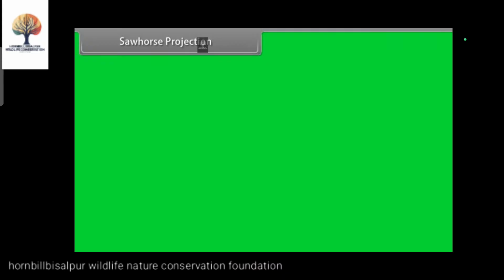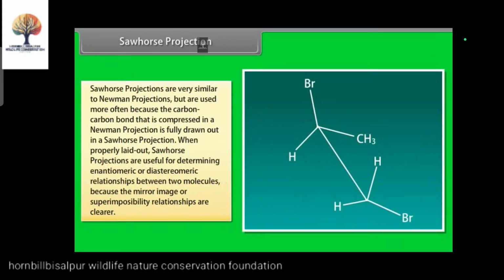Sawhorse projection. Sawhorse projections are very similar to Newman projections, but are used more often because the carbon-carbon bond that is compressed in a Newman projection is fully drawn out in a Sawhorse projection. When properly laid out, Sawhorse projections are useful for determining enantiomeric and diastereomeric relationships between two molecules because the mirror image or superimposability relationships are clearer.